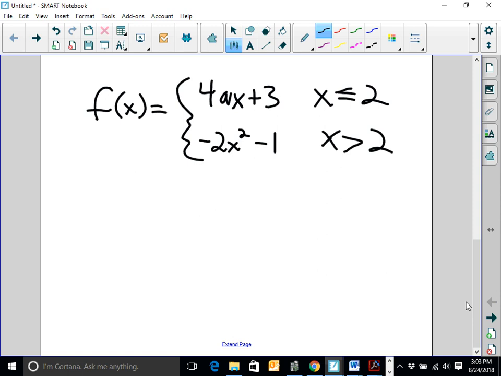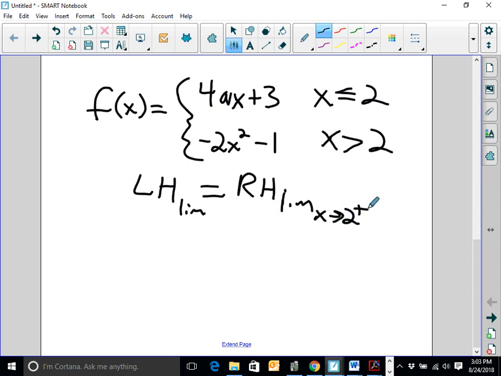Okay, we're back. Once again, I want to set my left-hand limit equal to my right-hand limit as x goes to 2 from the left side and the right side. We're going to be able to plug in for the variable x because we know our limits are at 2. We just have to choose which one correctly, plug them in, and solve for a.